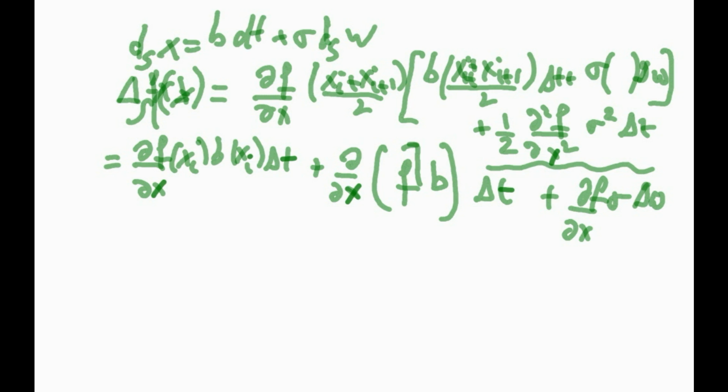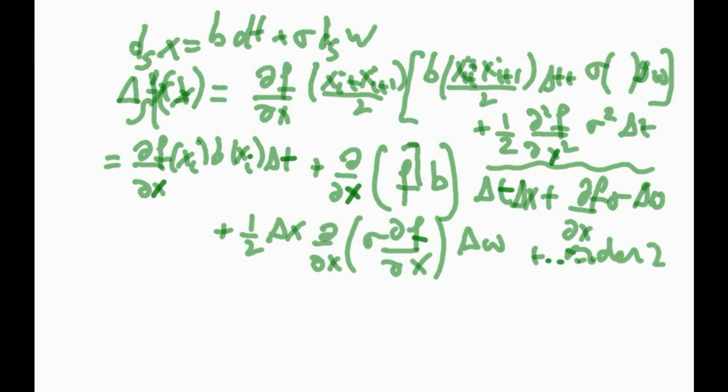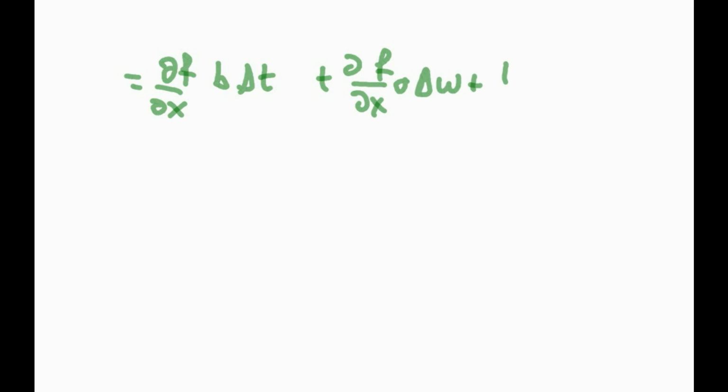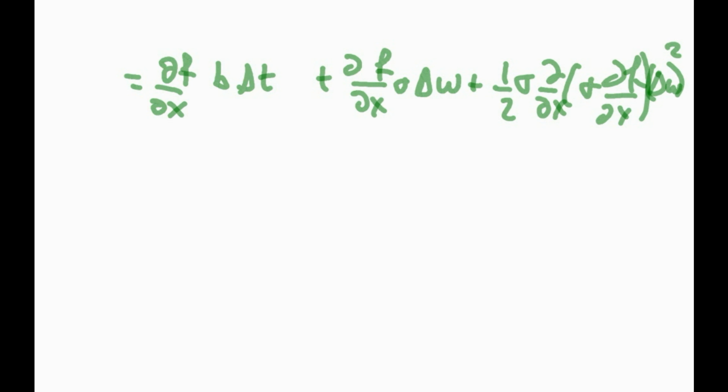Okay, so next, I'm neglecting the terms of order 2, so we are left with df/dx multiplied by b Δt, plus d²f/dx² σ dω, plus 1/2 of σ d/dx of σ df/dx multiplied by dω squared, and plus the term of order 2.